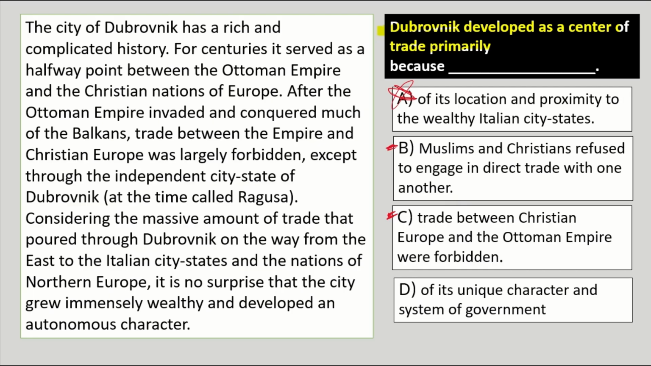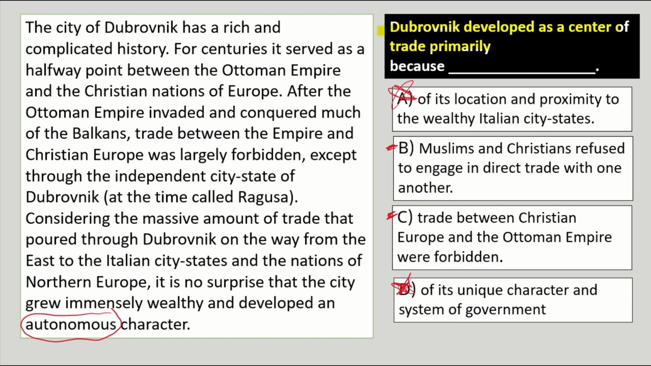And then D reads, because of its unique character and system of government. Automatically I'm going to say no to that one because nowhere in what we read did it talk about unique character. Well, we know system of government, it was independent, it was autonomous. That's what autonomous means. It means independent. So let's go back to B and C.